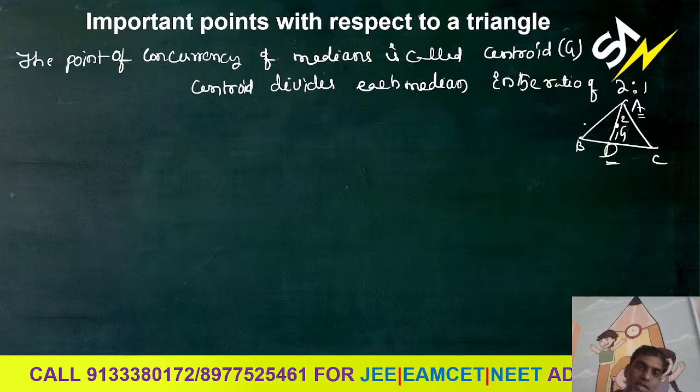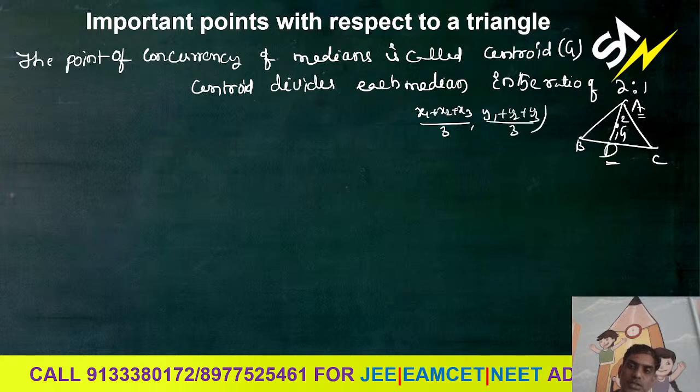And if you want to calculate the coordinates of the centroid, it is (x1 plus x2 plus x3, y1 plus y2 plus y3) by 3. You can learn this in basic coordinate geometry. This is the centroid. Centroid G is equal to this. Right? This is about the centroid.